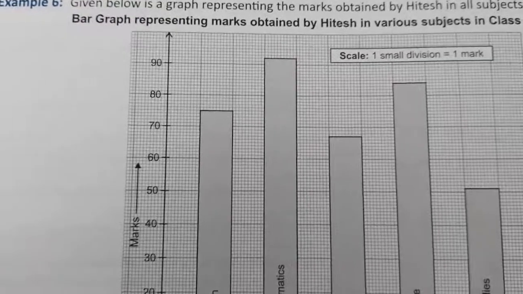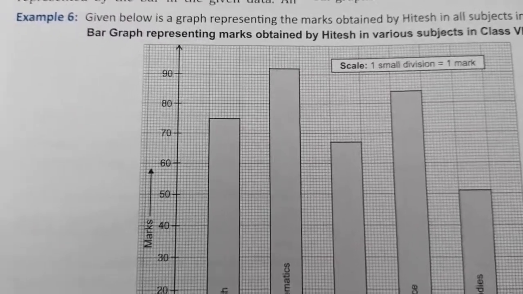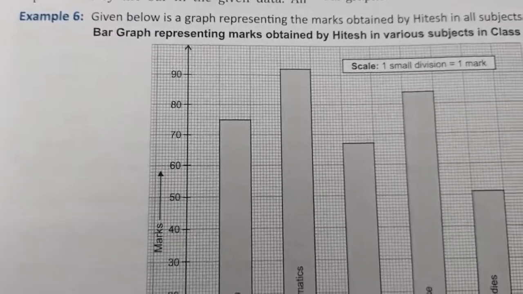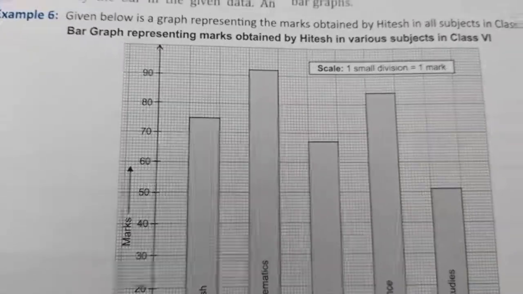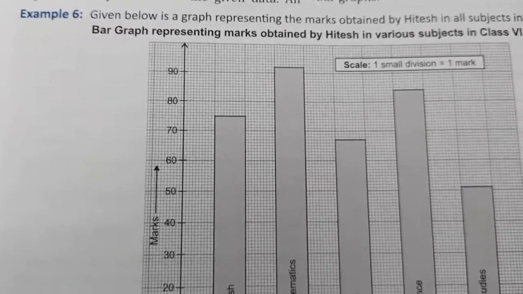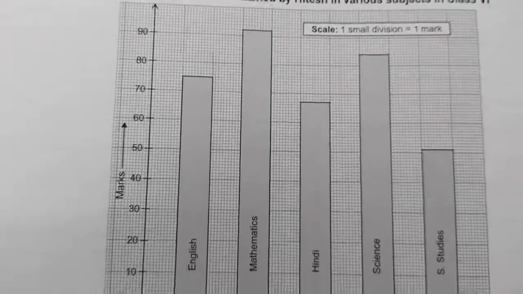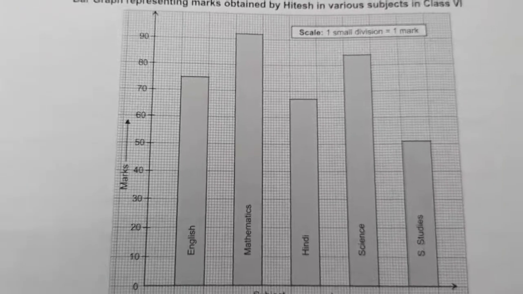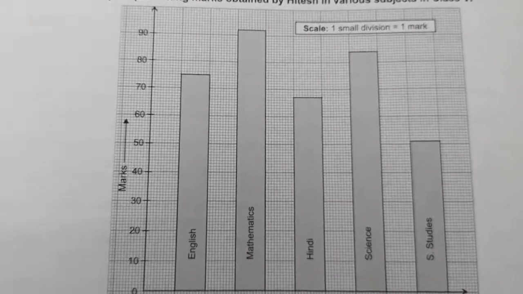Here we can see one example of a bar graph. Given below is a bar graph representing the marks obtained by Hitesh in all subjects in class 6th. See here, the horizontal line, which is called subject, is the x-axis, and the vertical line where the marks are awarded is the y-axis.